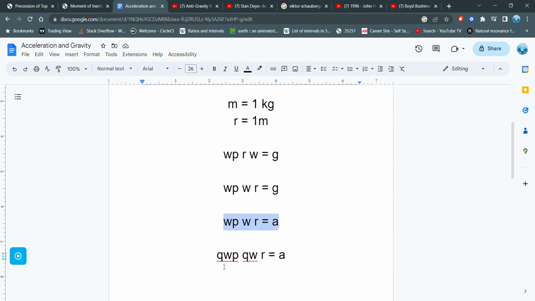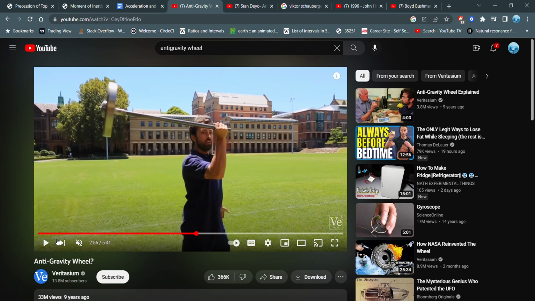Lastly, this can be true for a charge too, for a charge has mass. And if a charge rotates or precesses, and a charge rotates in a perpendicular plane with a certain radius between them, then there also is an acceleration or gravitational component. This is true of the anti-gravity wheel here from Veritasium.